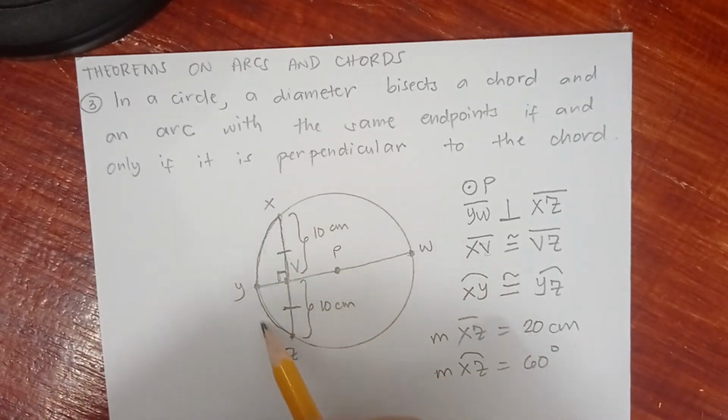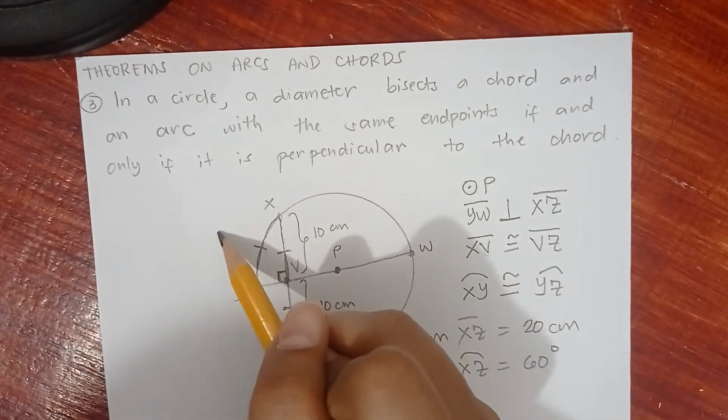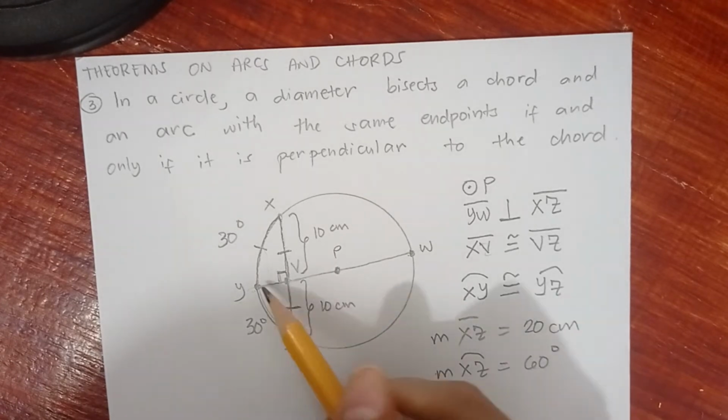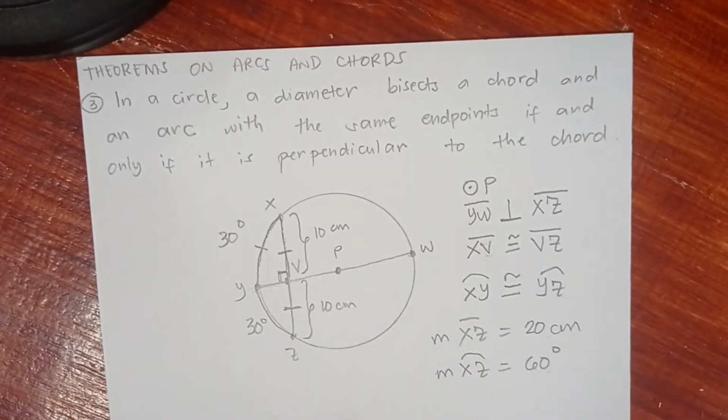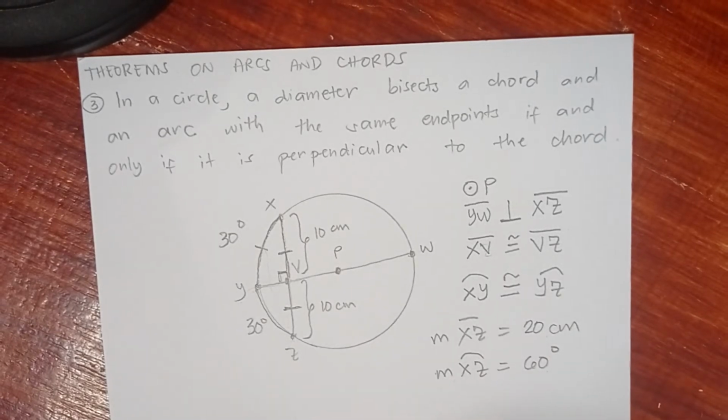Yung arc XZ, automatically, ito, XY is equal to 30 degrees. Hahatiin mo siya into 2, 60 divided by 2. And this will also be equal. Ito, arc YZ is also equal to 30 degrees. Okay? Yun yung sinasabi ng ating third theorem.